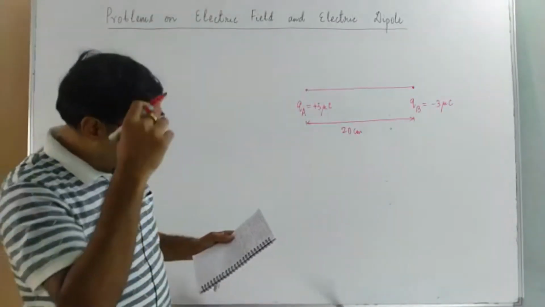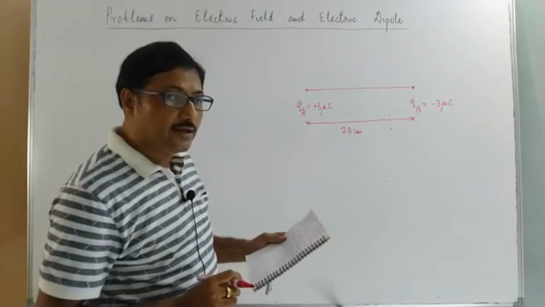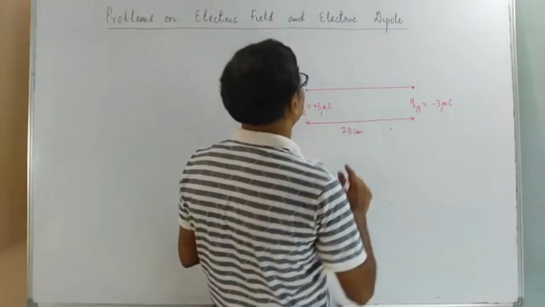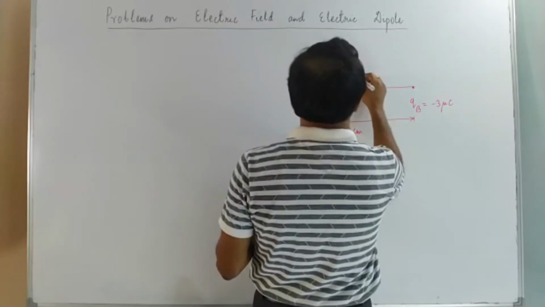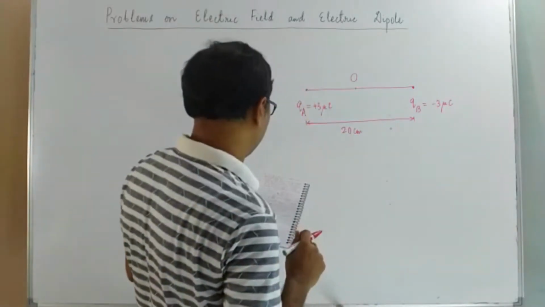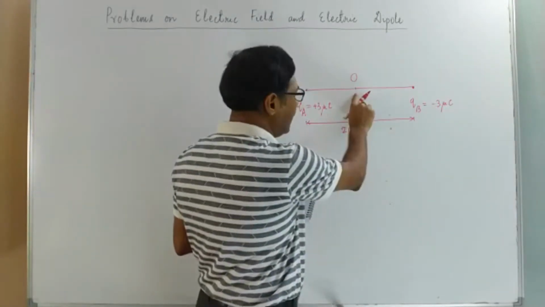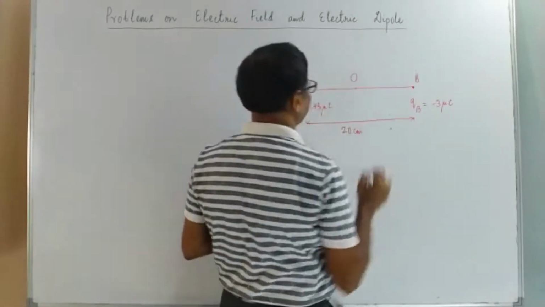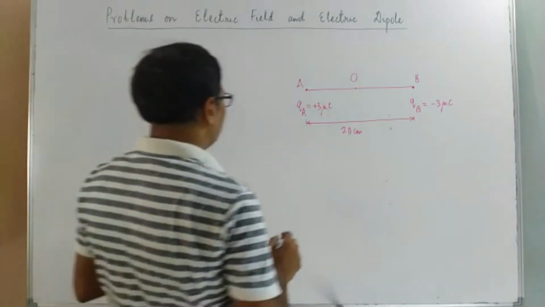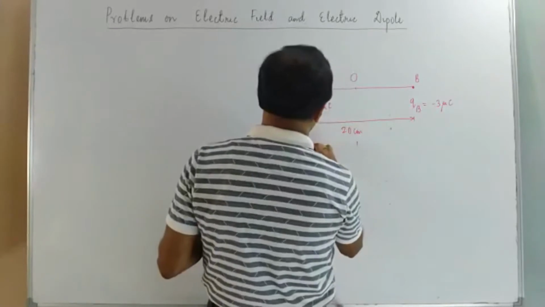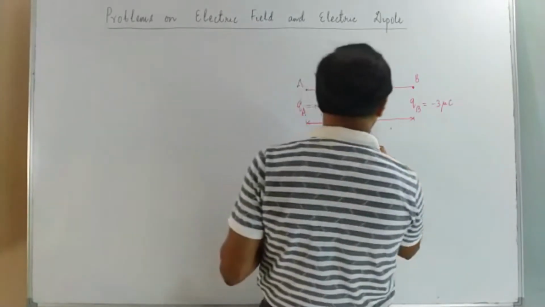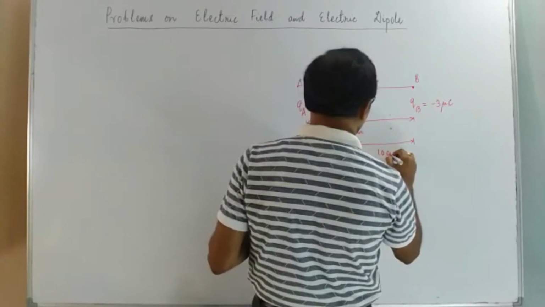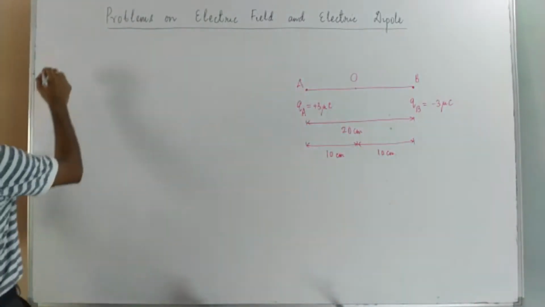Part A of this problem is: what is the electric field at the midpoint O of the line AB joining the two charges? So first you have to consider the midpoint and then calculate the electric field at the midpoint O between A and B. So you can see that AO is equal to BO is equal to 10 centimeters. So we may take note of it.